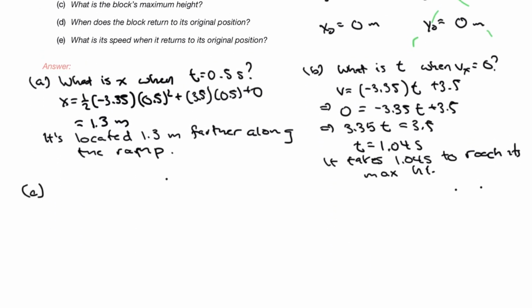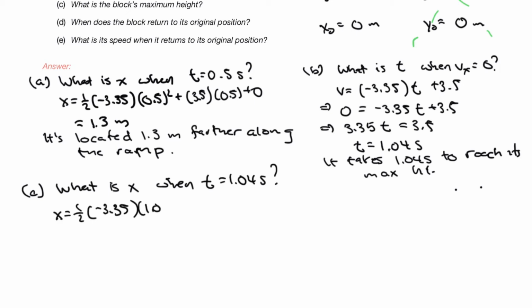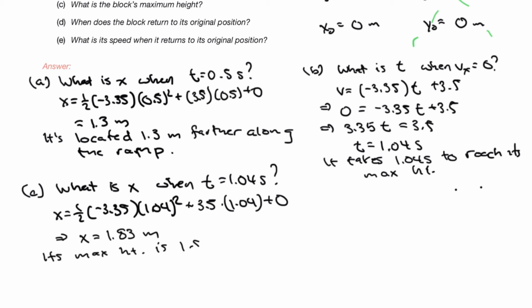In part C, we're asked to find what this maximum height is. That is the question, what is x when t equals 1.04 seconds? So we write down our first kinematic equation, fill in the values, and what we find is that the maximum height is 1.83 meters further along the ramp.